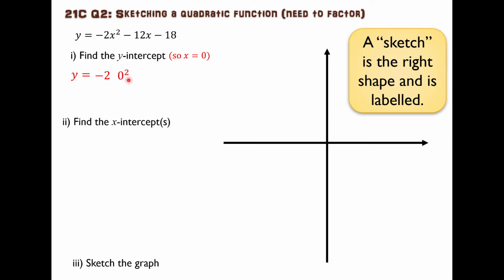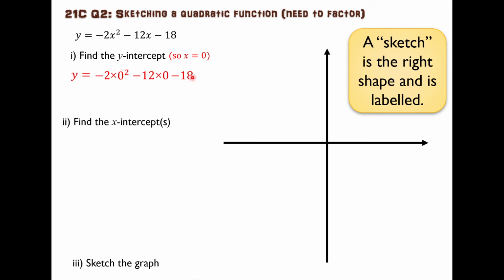Oh, hang on. What have I forgotten in the middle here? This means negative 2 times x squared. There's an invisible times sign between the number and the letter. So let's put in the invisible times sign. Okay, let's do the next bit now. Negative 12, replace x with 0. Hang on, this isn't 120. Between the number and the letter, there is an invisible times sign. And then I can copy down the negative 18.